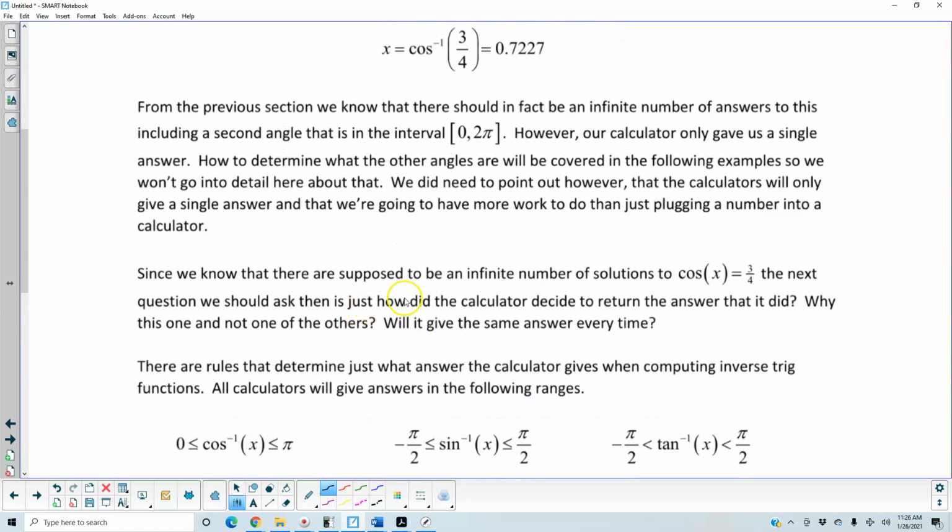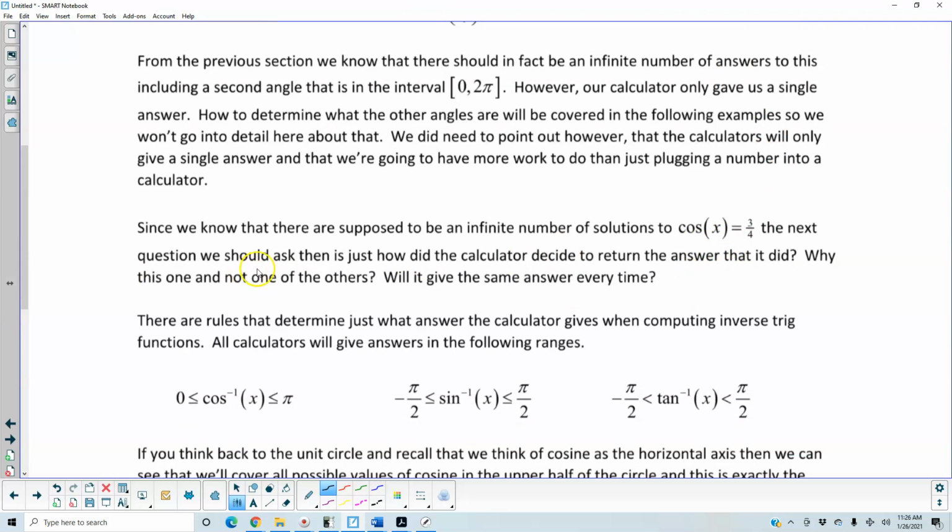Since we know that there are supposed to be an infinite number of solutions to cosine of x equals 3/4, the next question we should ask then is just how did the calculator decide to return the answer that it did?